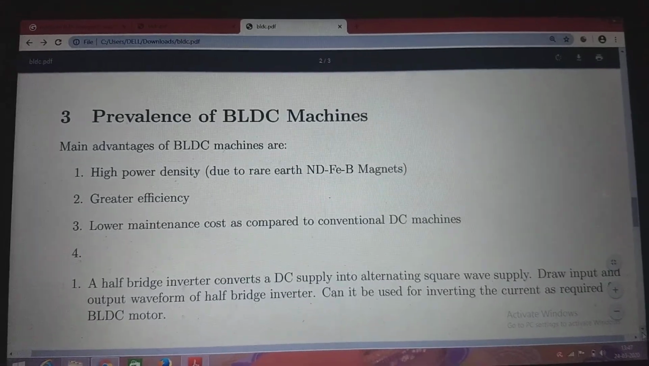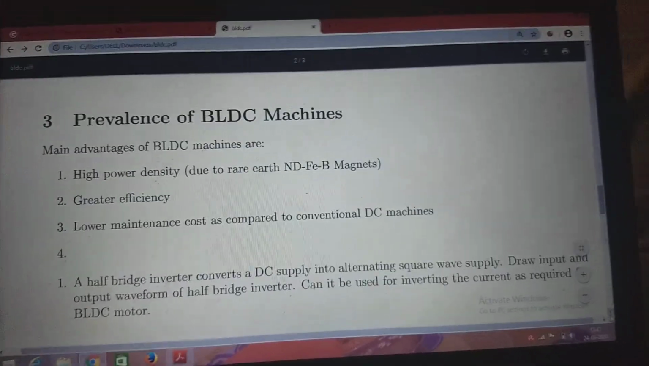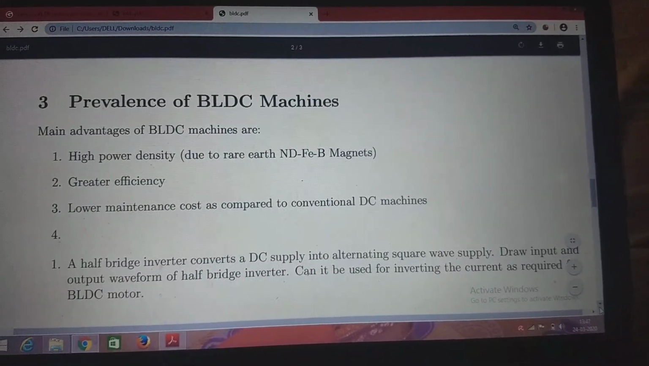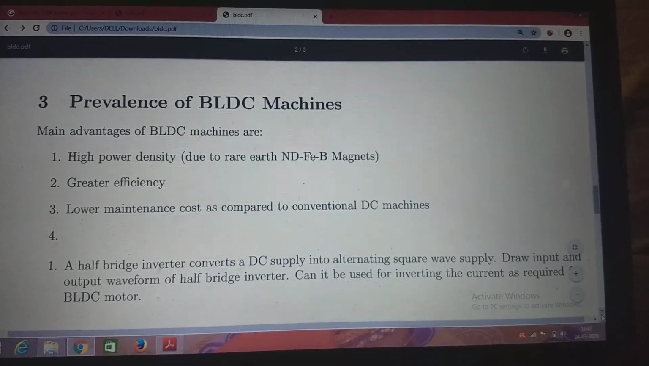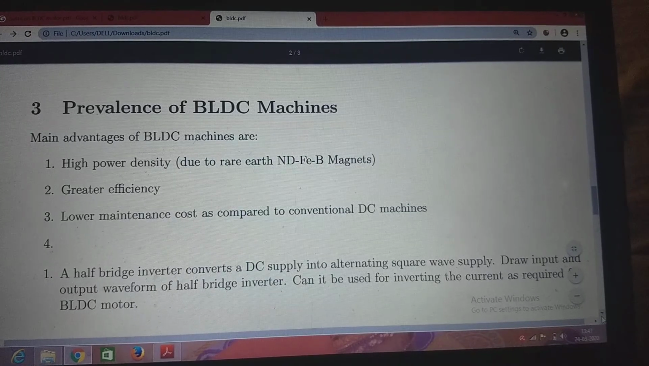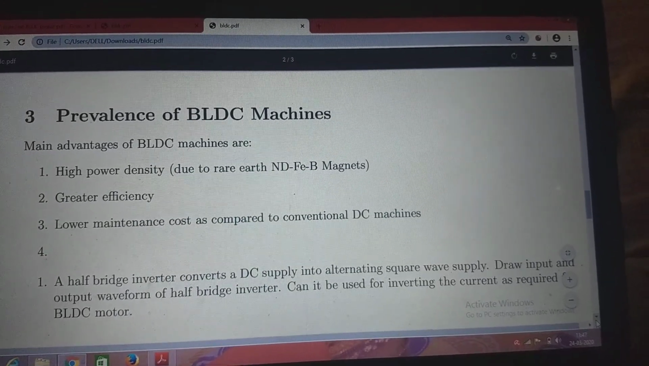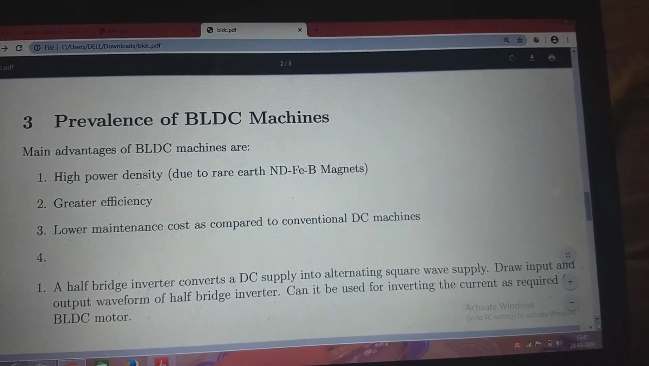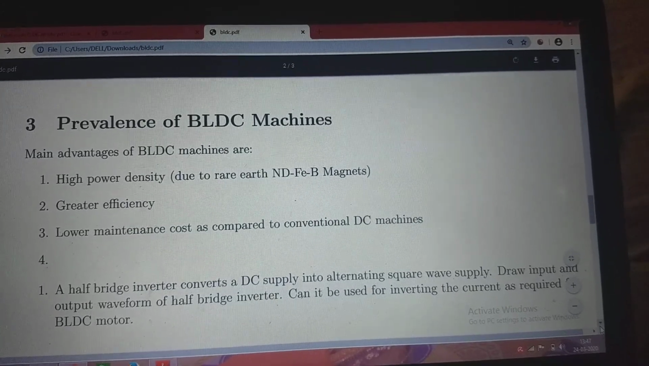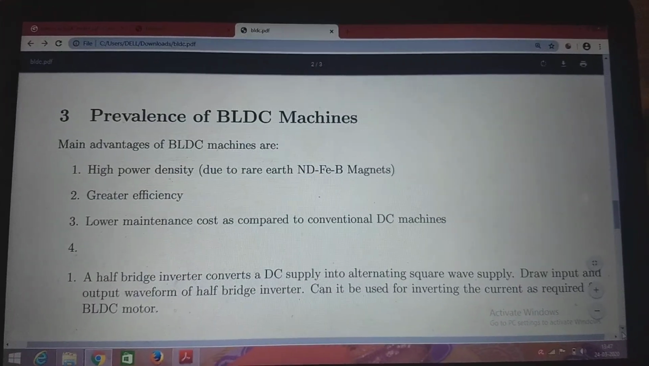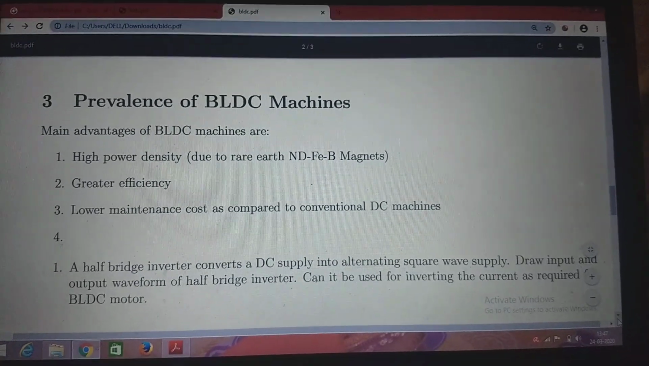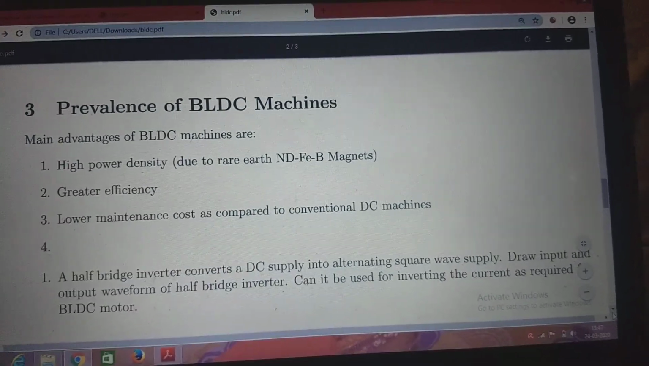So the advantages of BLDC are high power density, which happens because of the permanent magnet, and greater efficiency, then low maintenance cost obviously. Other than that I'll also send you notes of it. Okay, so that's all about the BLDC motor.